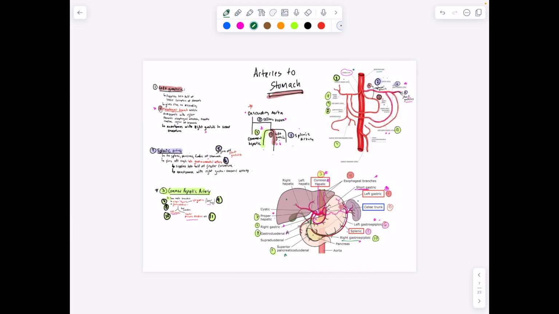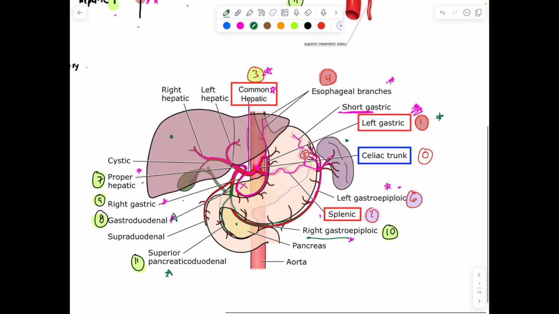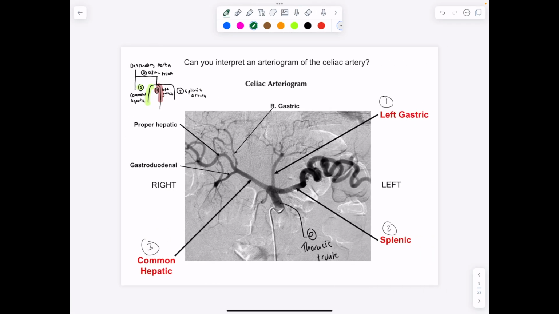All right, so just looking back at the left gastric, right here, left gastric coming down, and you can see the left gastric is continuing. It's going to anastomose with the right gastric right here, and then it's giving off a branch to the esophagus overall, so not too bad. All right, moving on. So can you interpret an arteriogram of the celiac trunk, celiac artery?